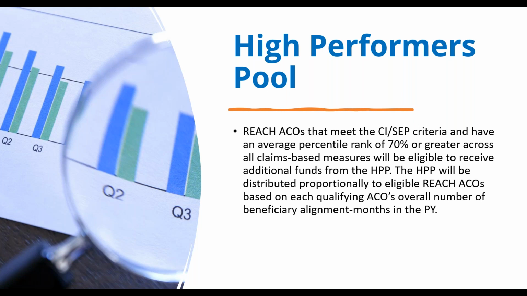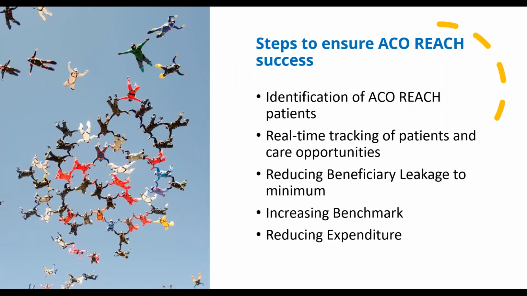Going on to the steps to ensure ACO REACH success. First and foremost, the key point is to identify the ACO REACH patients. You might be serving a population of 100,000 and there might be maybe 7,000, 8,000 beneficiaries who are eligible for ACO REACH. The first step is to identify the ACO REACH patients based upon the eligibility criteria shared by the CMS. Once we have identified, we need to make sure that we are tracking the real-time progress of these patients and care opportunities. The third one is to reduce the beneficiary leakage to minimum.